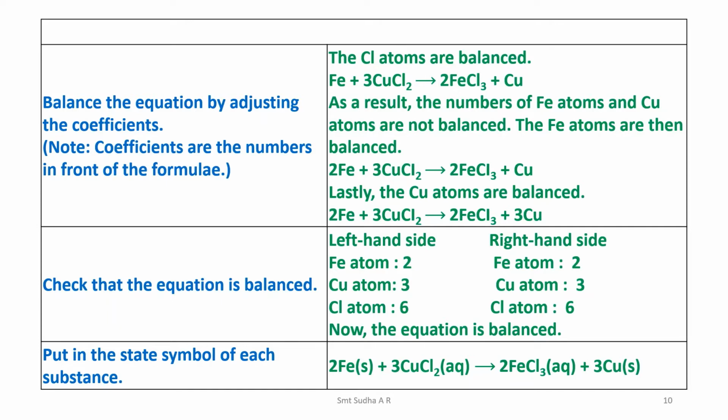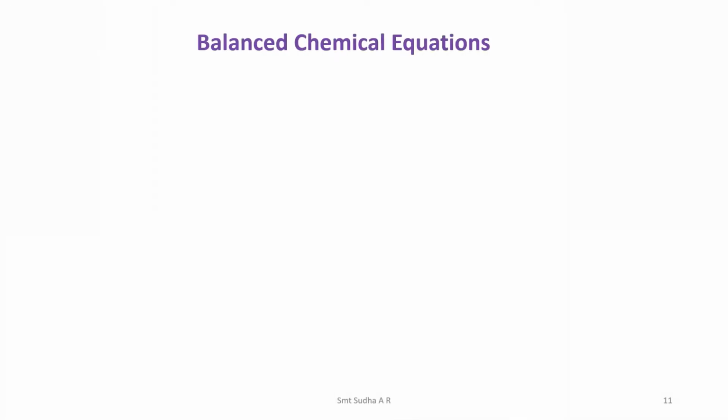If they are equal, then we can say that the equation is a balanced chemical equation. After observing this, you have to represent the equation in a proper manner. Then it becomes a complete balanced chemical equation. See how I have written here 2Fe. S represents solid state and aq represents aqueous state, that means liquid. So in this way you have to balance the given chemical equation by following these steps.